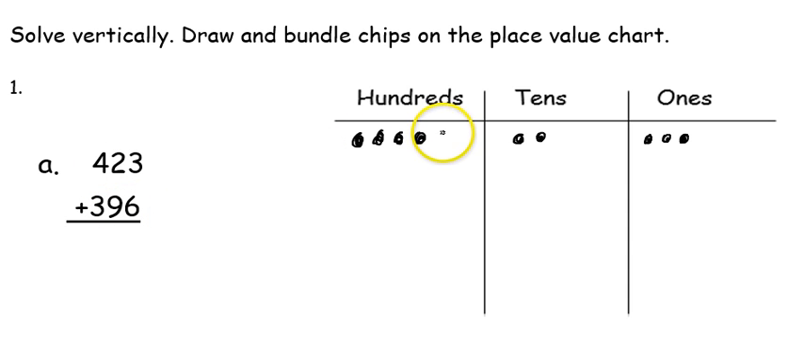So let's see, I need 3 hundreds. I'm also going to show my discs in groups of 5 so I can count them quickly. And 9 tens. And finally 6 ones.